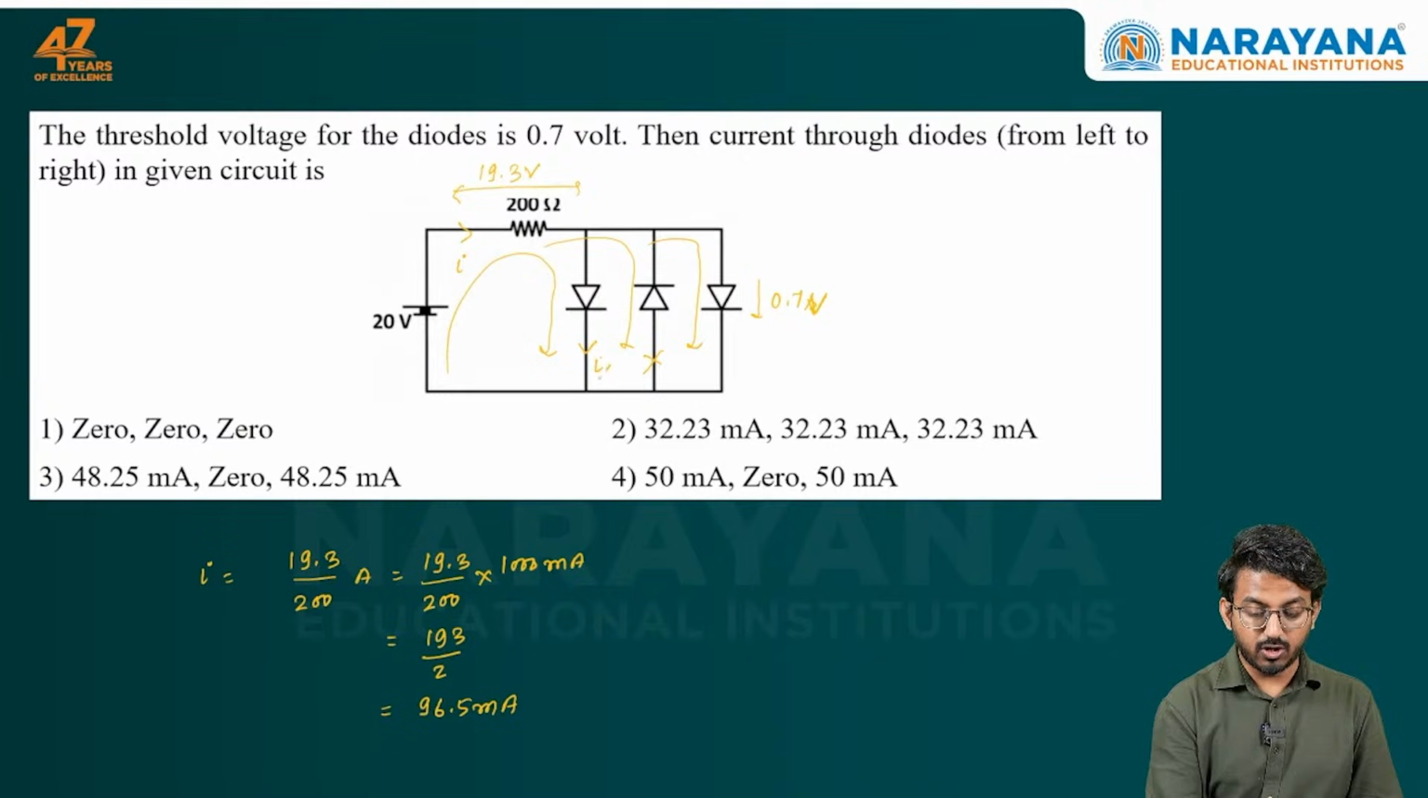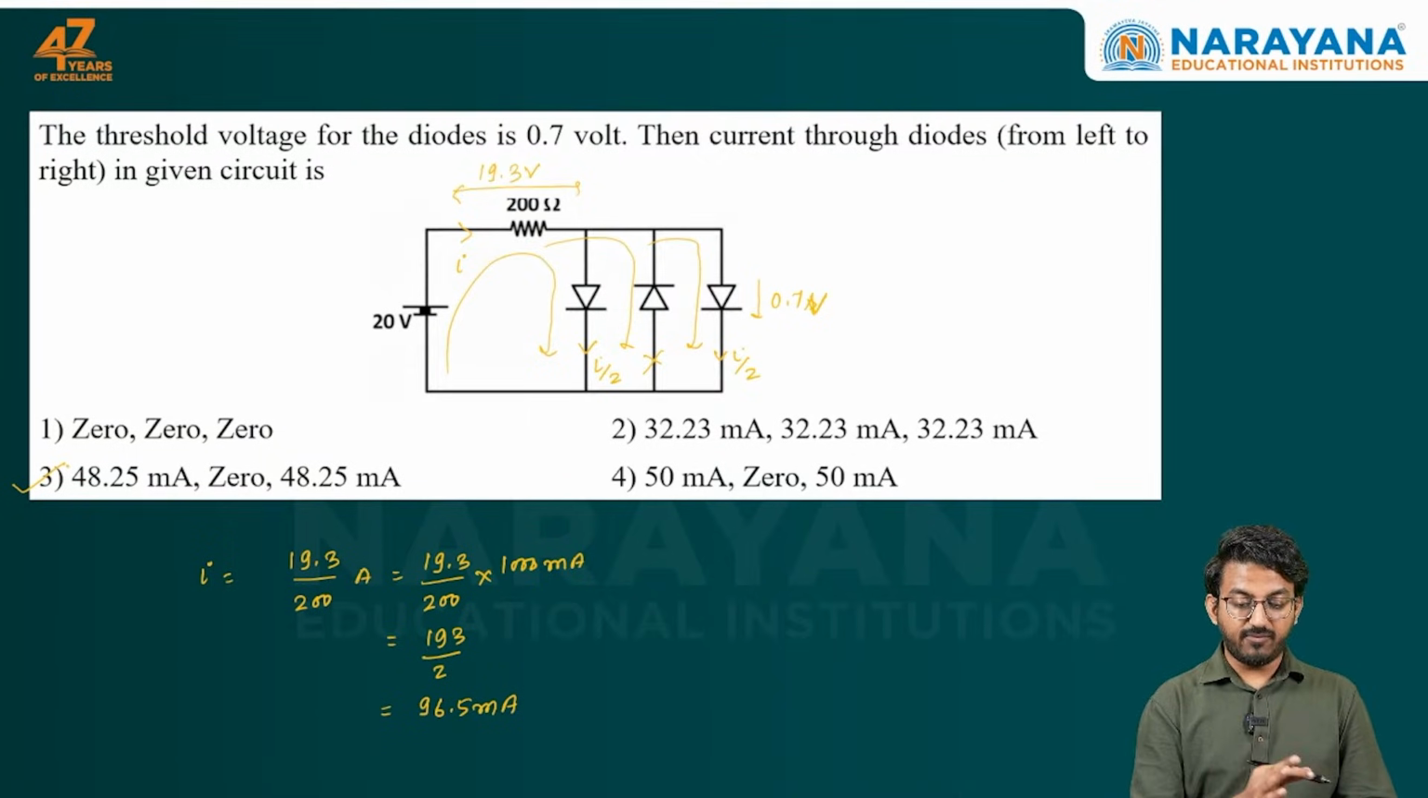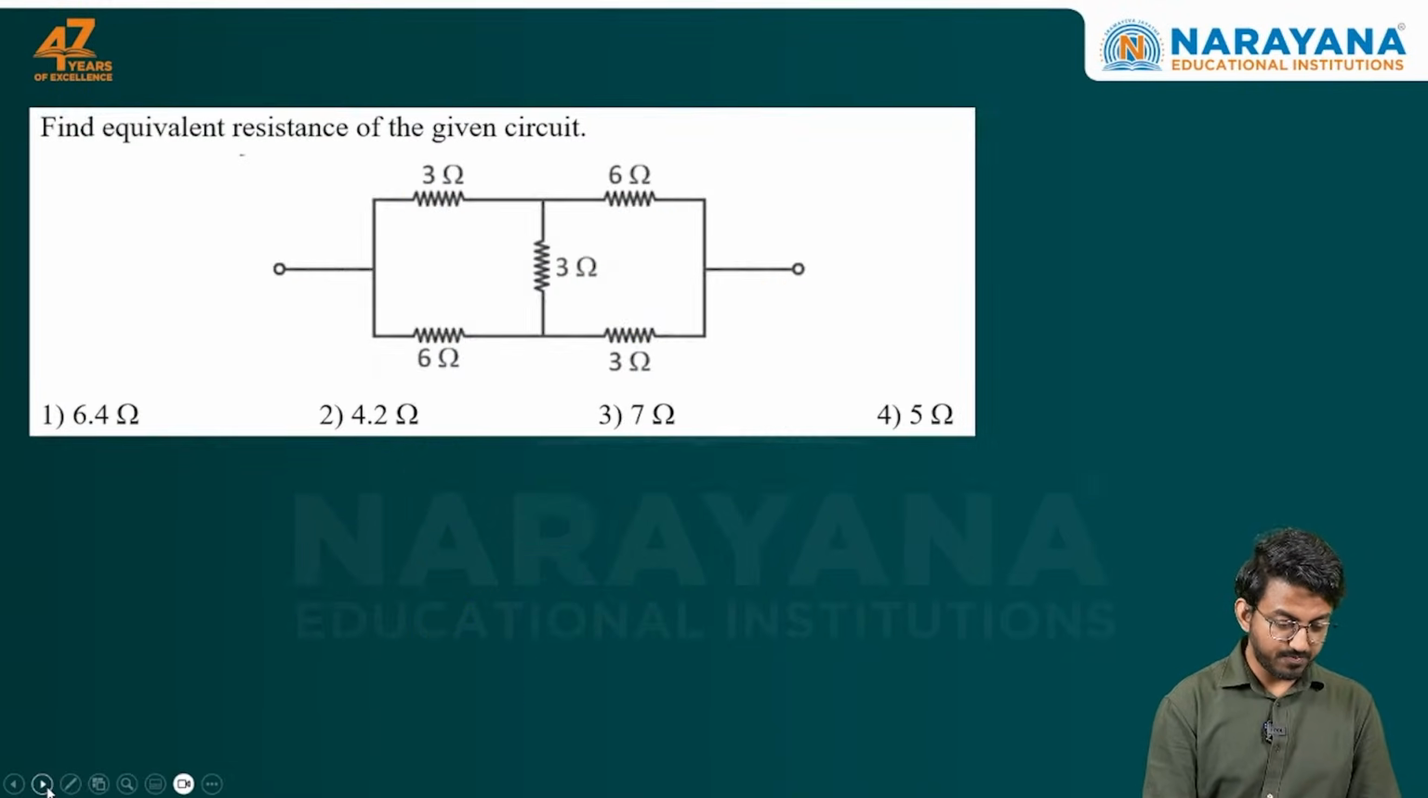And realize that all of that current will divide into two parts. Some current, I by 2, is going to come here and I by 2 coming here. So current in each branch is going to be half of this, which is the third option here, left to right 48.25, 0 and again 48.25. I think that's an easy question. Moving on.